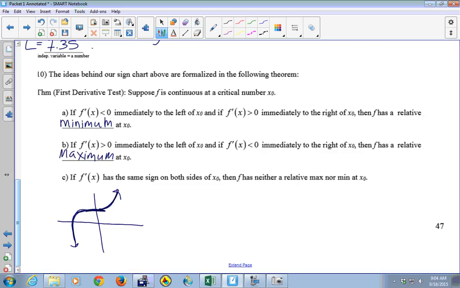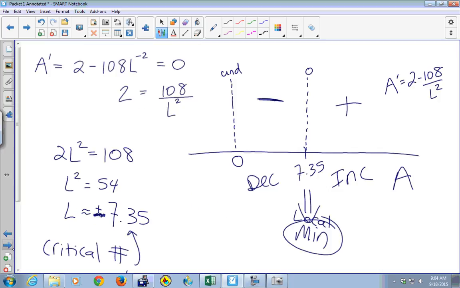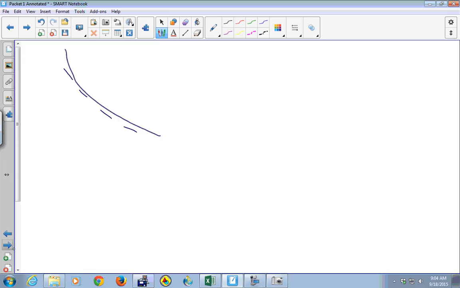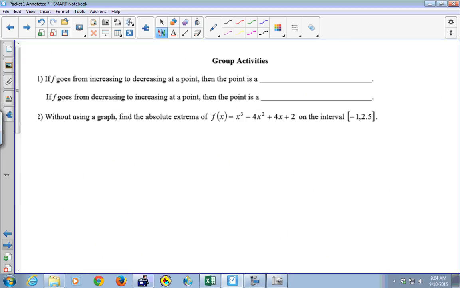And the sign chart for this thing would look like this. This is f prime. You'd have your critical number x naught, and you'd have positive on both sides. Okay, you try some.